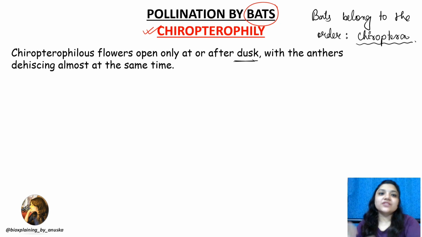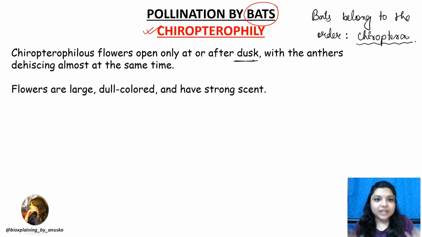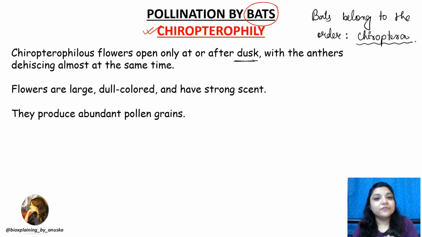So, that is why these flowers open after dusk and their anthers dehisce almost at the same time. What does this mean? This means that only at or after dusk, when the flower opens, the anthers release the pollen grains at this time, right? The flowers are large, dull colored and have a very strong scent. They need not be brightly colored because at night the bats will never be able to find out how brightly colored they are. So they need to be large and they need to have very good fragrance.